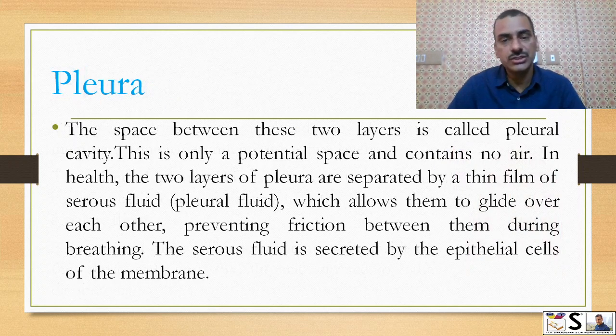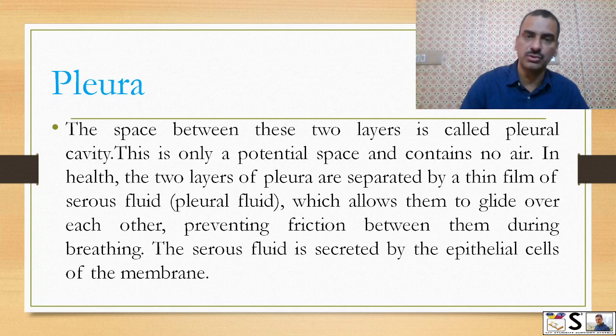The space between these two layers is called the pleural cavity, and this is only a potential space, with very little surface area, and contains no air. In a healthy individual, these two layers are separated by a thin film of serous fluid known as pleural fluid, which allows them to glide over each other during the movement of lungs, preventing friction between them during breathing. The serous fluid is secreted by epithelial cells of the pleural membrane.